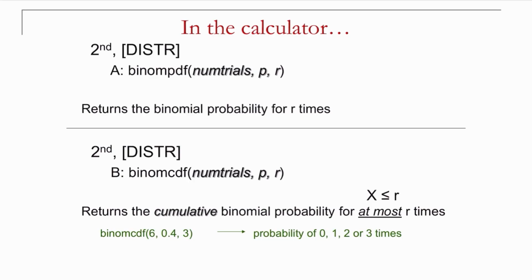You want to go to the second distr menu in your calculator, and then you're going to search for option A, binom PDF, and then you put your number of trials, comma, your probability, comma, R, the number of successes that you want. For a cumulative binomial probability, we're going to do that in just a second, you would want to use the binom CDF with number of trials, P, and R.